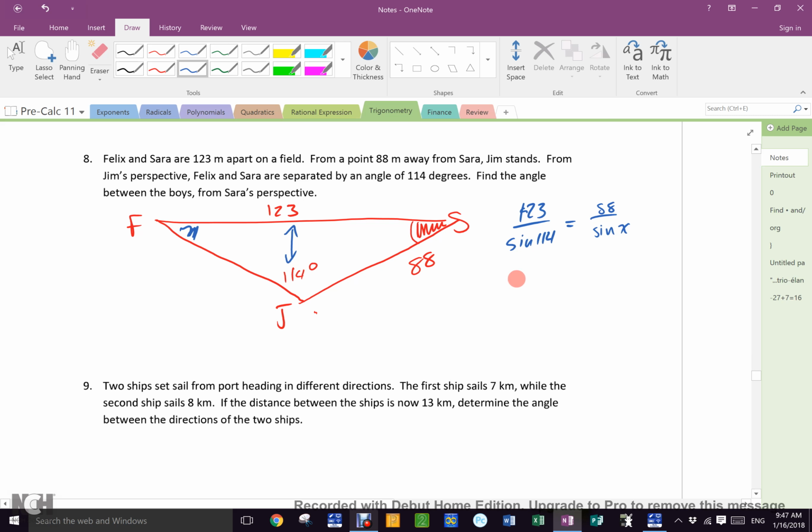So this is going to be 88 sine 114 divided by 123. And then all that is shift sine, and that answer gives me an answer. Then your angle is 180 minus the answer minus 114 to get your score. Who has the answer so I don't have to punch it in? 25 degrees? Sounds right to me.